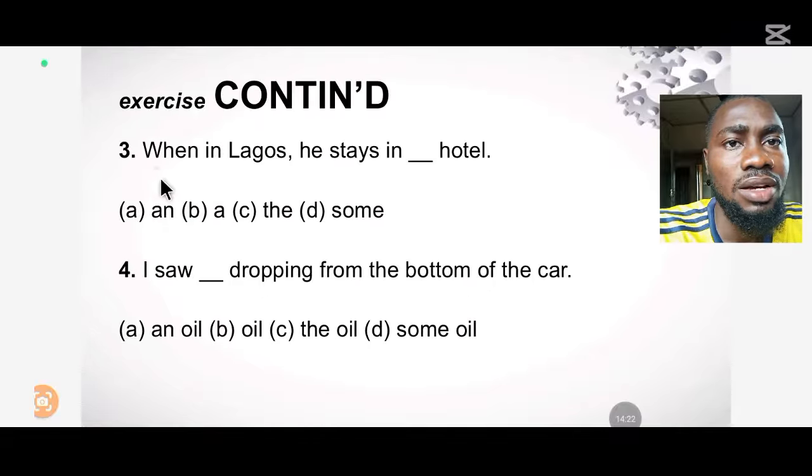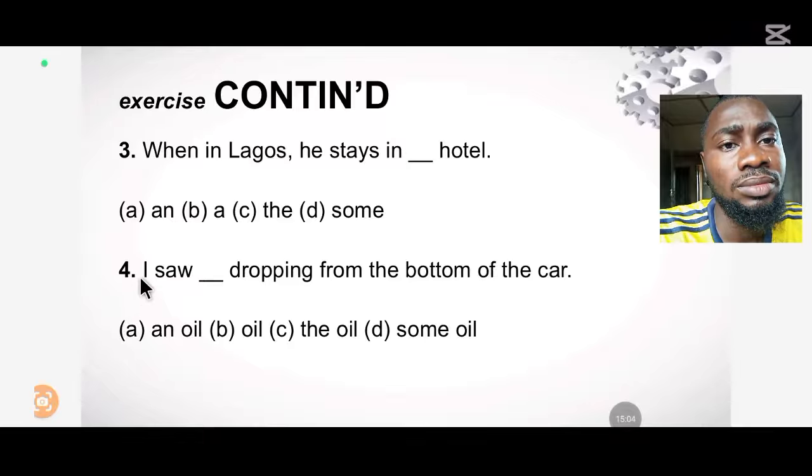Moving on. Number 3. "When in Lagos, he stays in dash hotel." A, an. B, a. C, the. D, some. What's your answer? You answered right. The answer is A. "When in Lagos, he stays in a hotel."